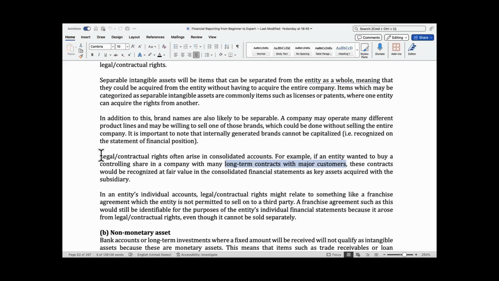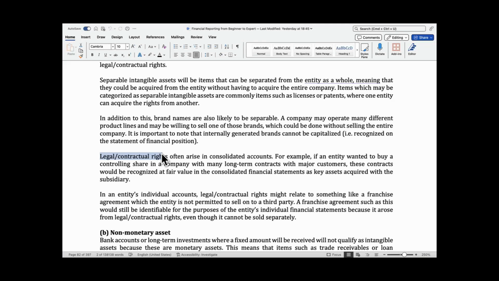Okay, that's because they are arising from legal or contractual rights. That's in the consolidated account. Not only that, if you have items like, let's say, you acquire a subsidiary and the subsidiary has a good name or a brand name, in the consolidated accounts, you put it in the group accounts as a brand, and you attach a value to it. And that's because you have acquired that subsidiary.